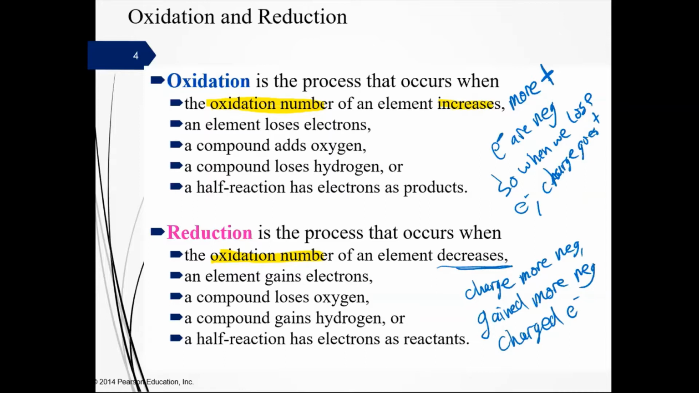Now, there's other ways that you can kind of tell what's going on. Sometimes it's about the number of oxygens or hydrogens. And so overall, what you really want to make sure that you practice doing is finding your oxidation numbers again, making sure that you remember how to identify oxidation versus reduction.